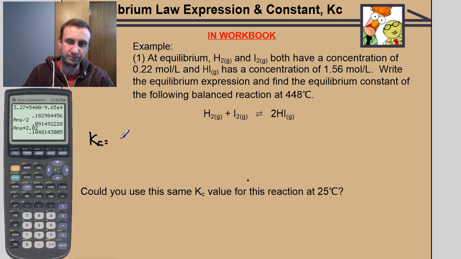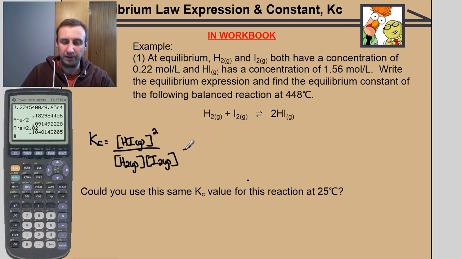So Kc is equal to my product, HI gas, and the coefficient for that is 2, so I have that to the power of 2, it's squared, over H2 gas, and that's multiplied by I2 gas. So now I can plug in my values. I have a concentration of HI of 1.56 moles per liter. Now, I do not write the unit. I never show units in my equilibrium expression work. I'm just going to leave it out. So if you were one of those people that forgot units all the time, this is the chapter for you because you don't have to write the units within equilibrium expressions.